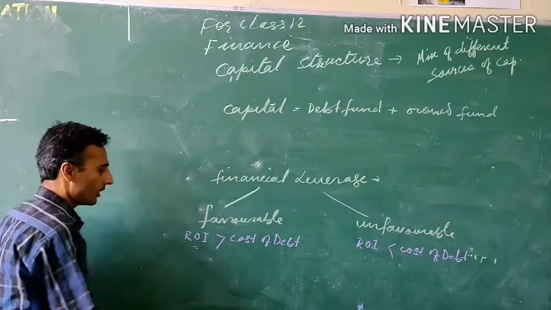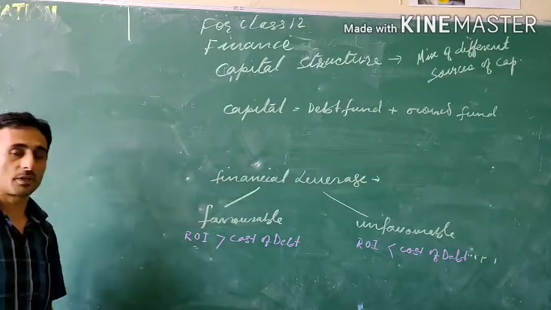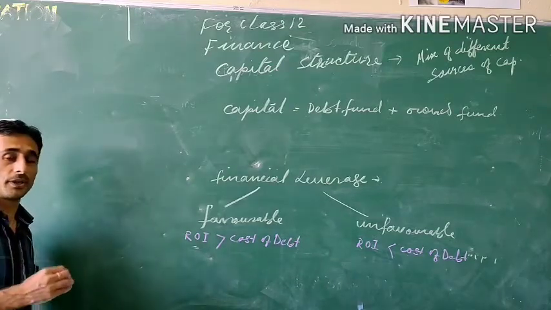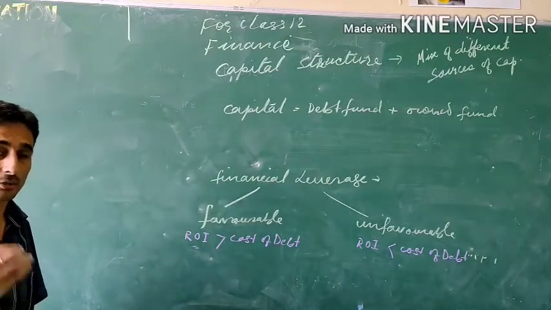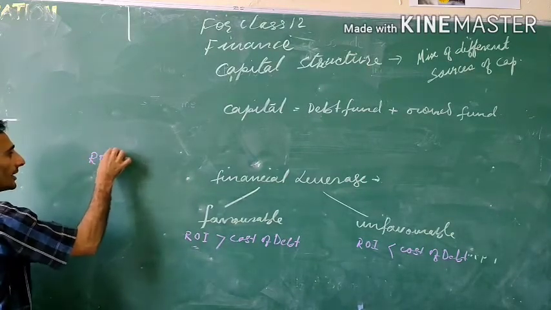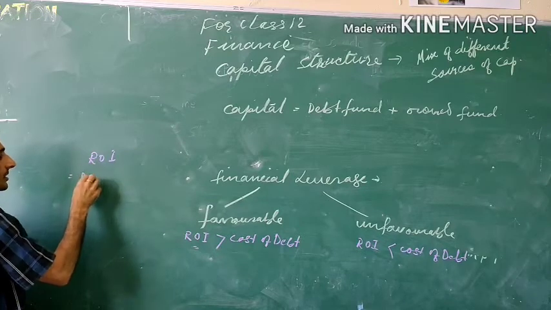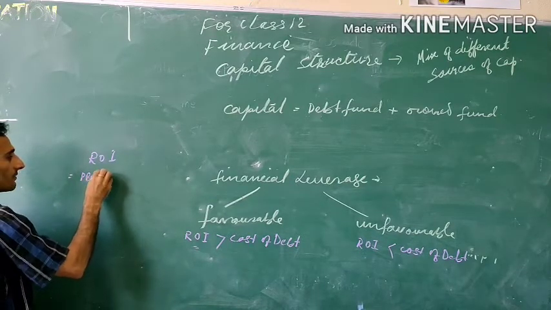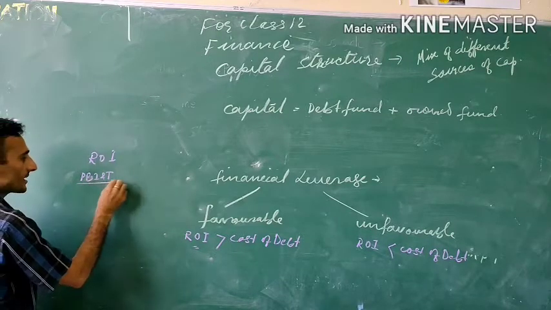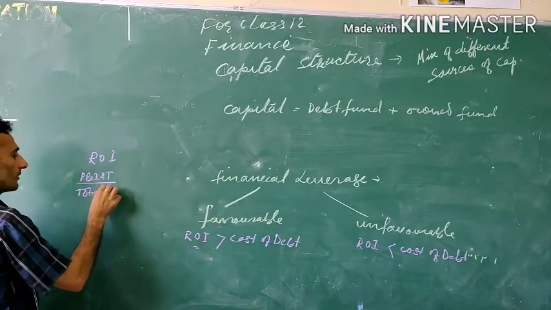Now, what is ROI? Return on investment. What does it mean? It is the return earned by a company on the total investment made by the company. So your ROI is profit before interest and tax divided by total investment.